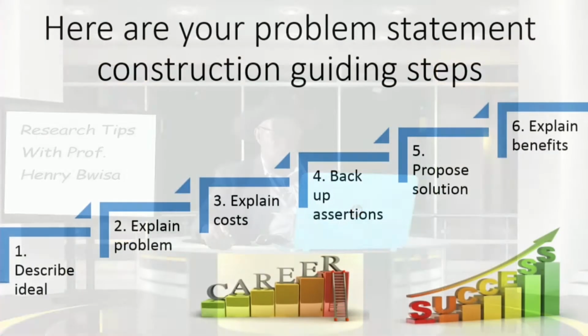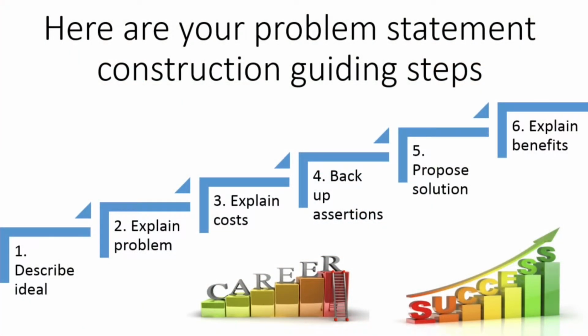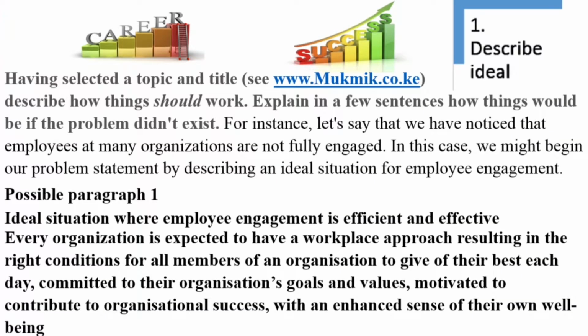Now, here are your problem statement steps, the guiding steps to write your problem statement. The first one, describe the ideal situation. 2, explain the problem. 3, explain the costs. 4, back up your assertions. Give evidence. 5, propose the solution. And lastly, explain the benefits. We now want to look at these 6 steps as we continue with our statement of the problem. The first one, let's describe the ideal.